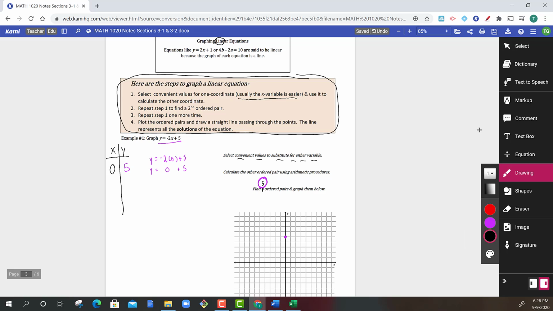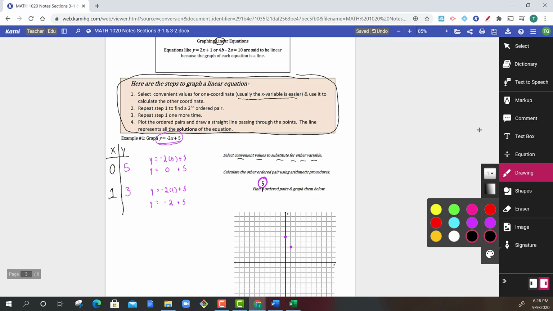Let's pick one more fairly easy x value. So it's positive 1. It's usually the first two numbers that I always pick. And again, pretty simple math. -2 times 1 is -2, plus 5 is 3. And again, we got all those numbers from the original equation. So the point 1, 3 goes here.